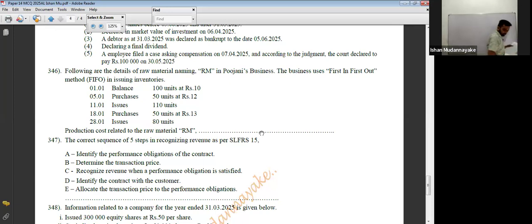346, what's the answer? Opening balance of raw material 100 units at 10. Purchases 50 units at 12. Issues 110. Purchases again 50. Issues 80. First in, first out. Opening stock 100.